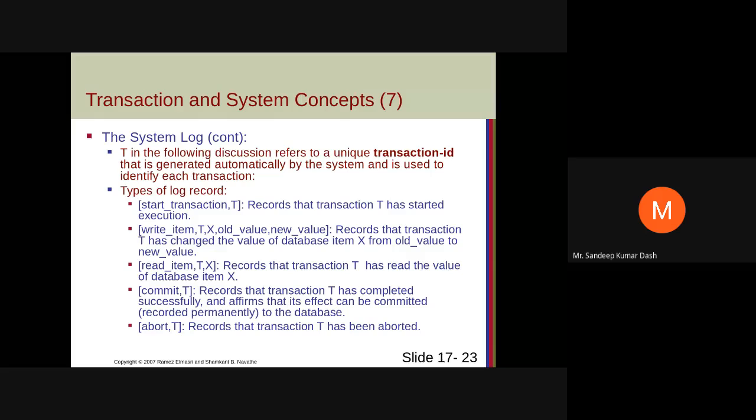Then abort T means at what time the transaction failed. That entry will also be present. It records that transaction T has been aborted, at what time and which transaction; all those details will be there. So this is the general content of a log file used in the recovery process of a transaction.